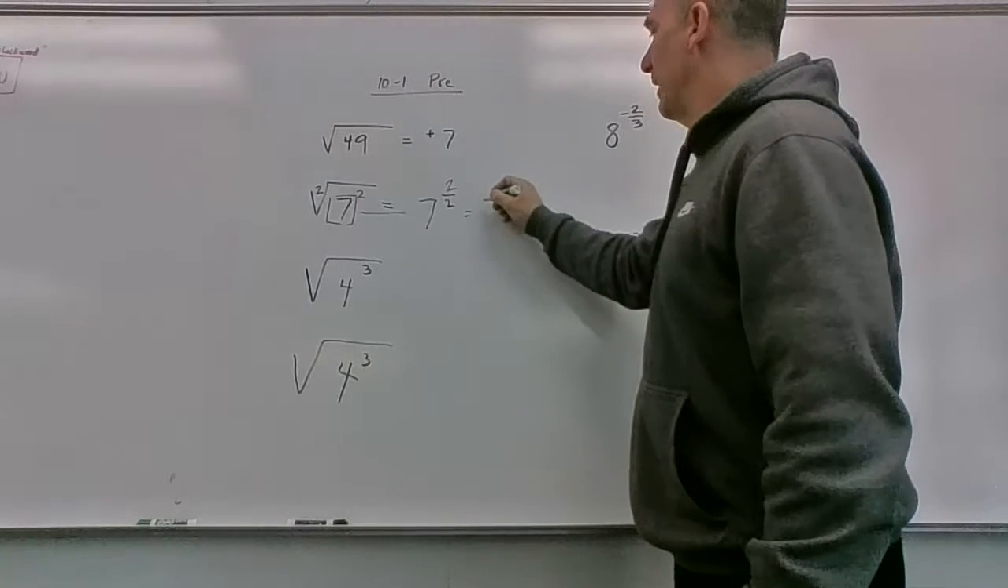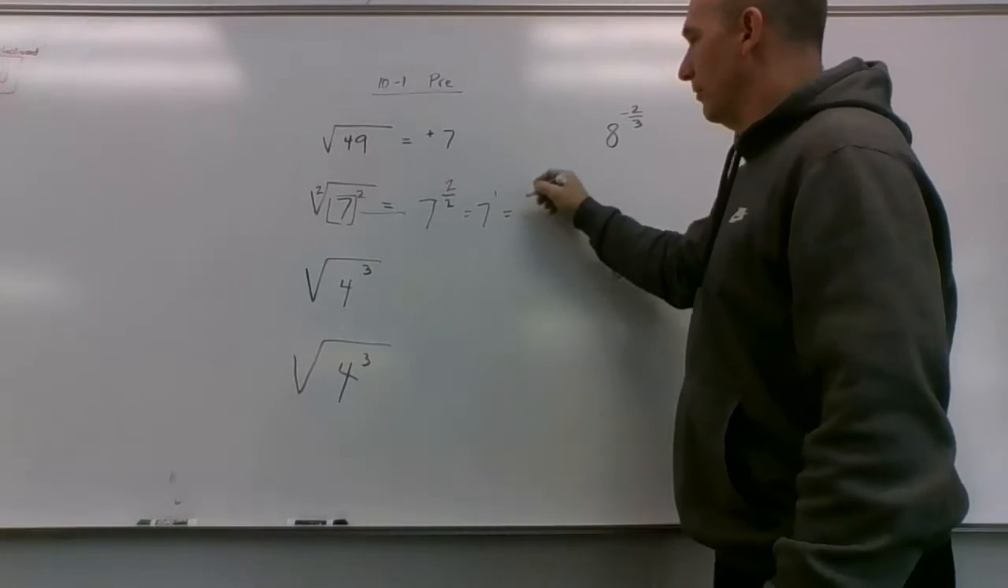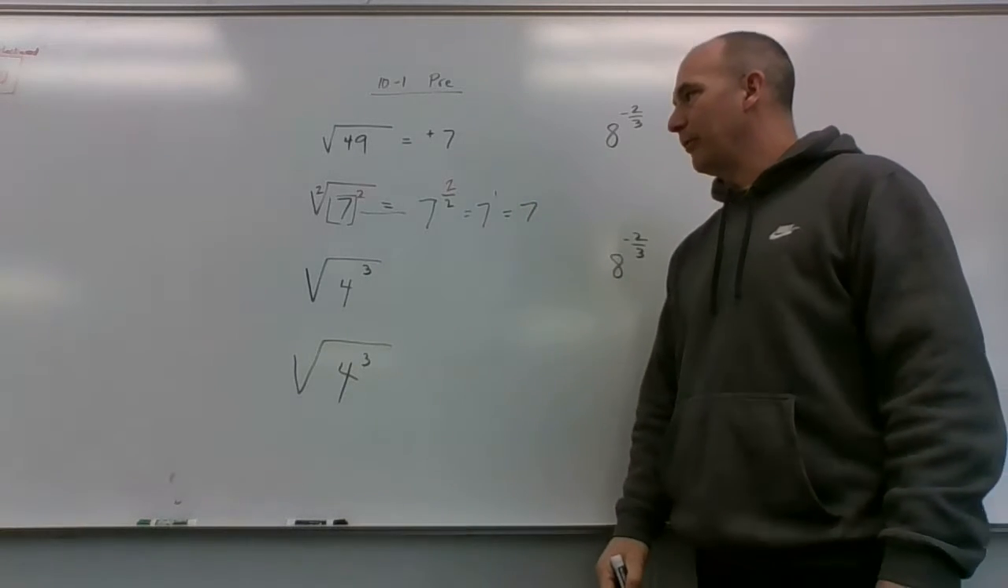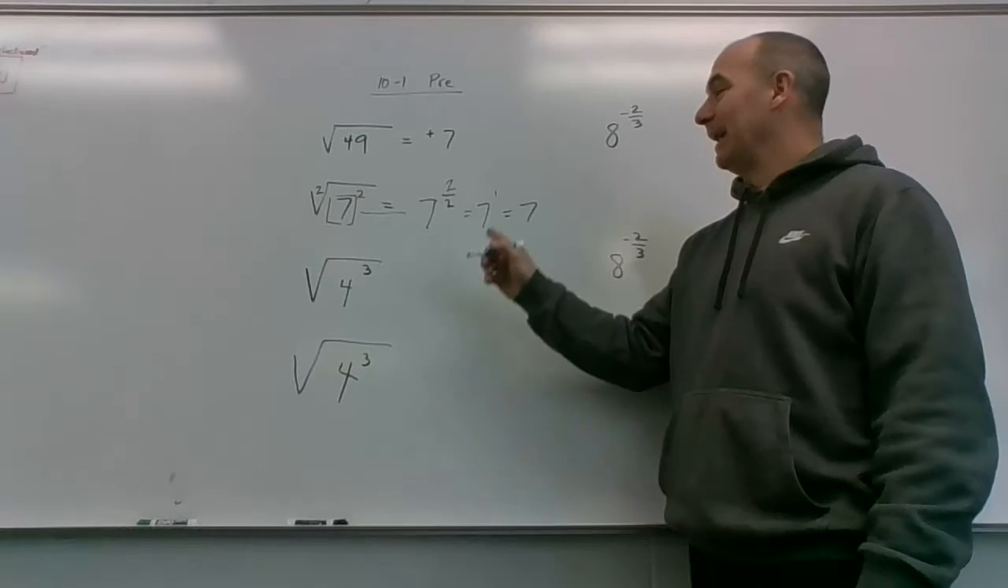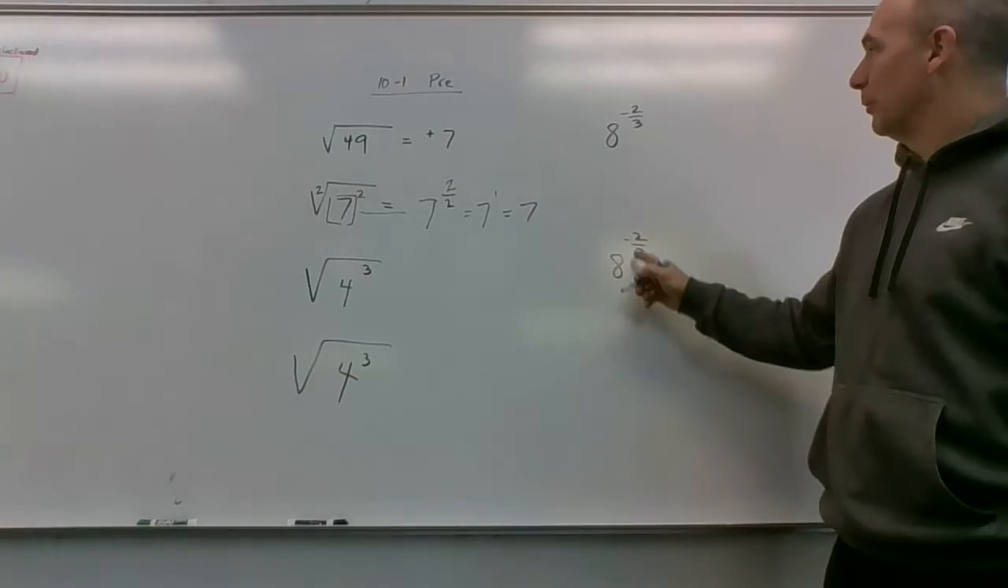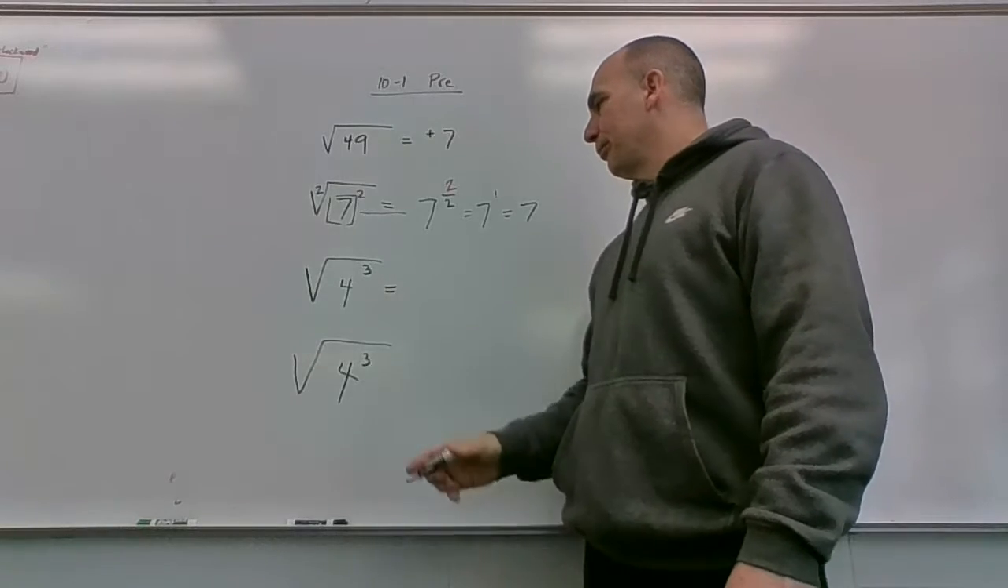So what is this? Well, that's 7 to the first power, because 2 divided by 2 is 1. What's 7 to the first power? 7. Some of you would say, well, I'd never do it that way. I know, you probably wouldn't, but this is heading in a direction which is going to help you understand how to do these. So what about this rascal?